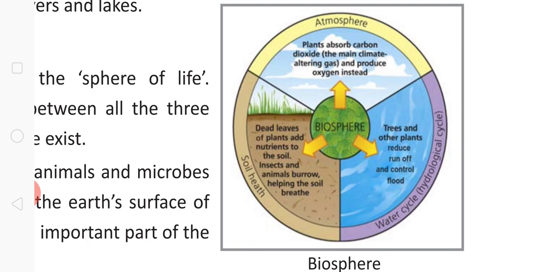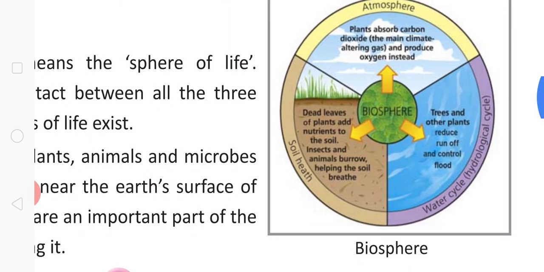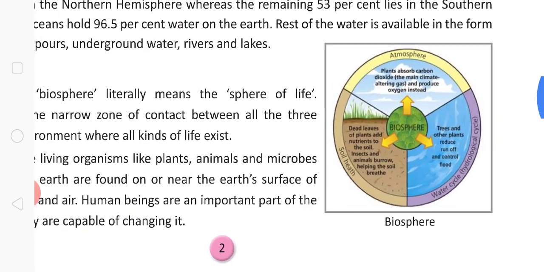In the atmosphere, the plants absorb carbon dioxide from the climate, altering gases and produce oxygen instead. Then from the biosphere, the trees and the other plants reduce runoff and control flood. And the dead leaves of the plants add nutrients to the soil. Insects and animals burrow, helping the soil breathe. In this way, the biosphere helps the different components.